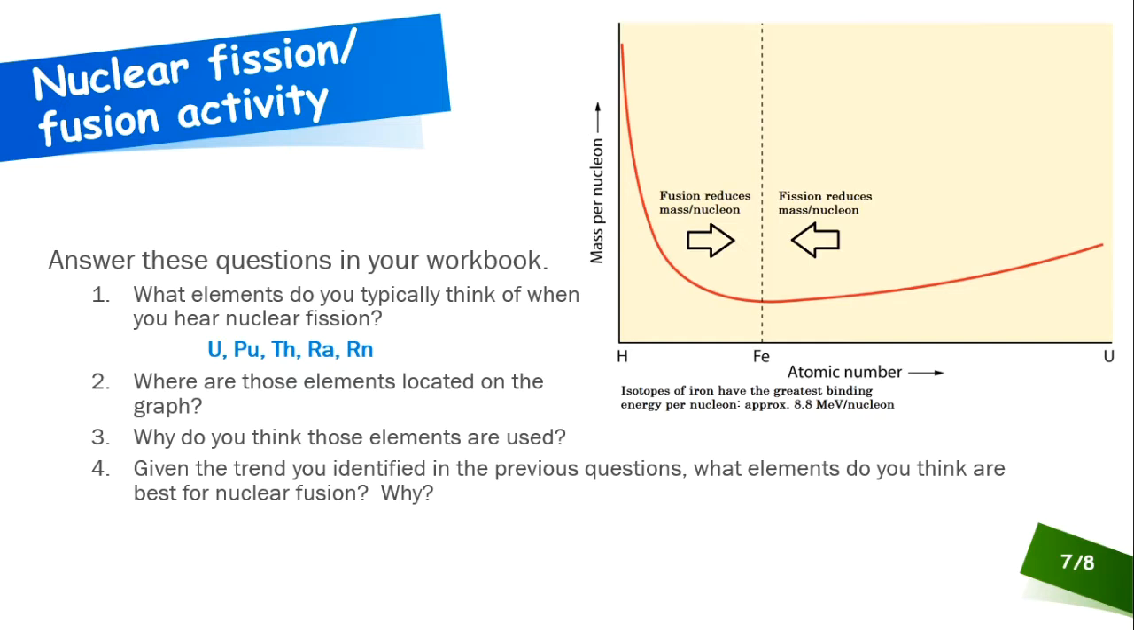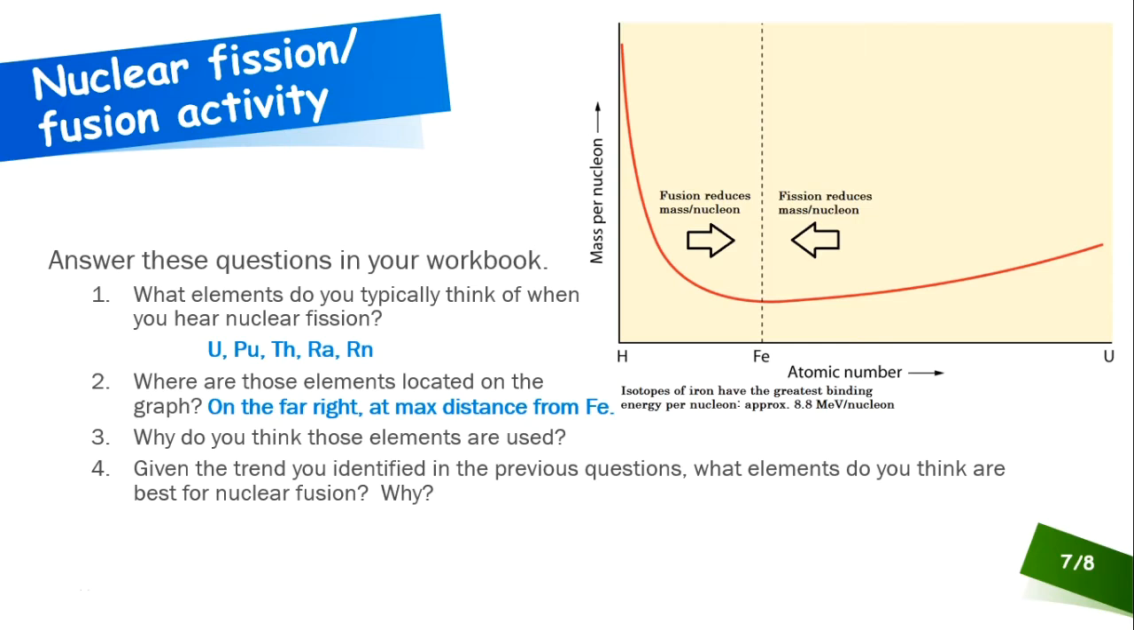But no matter what you answered for the first question, the second question, where are those elements located on the graph? Well, they're going to be located on the far right, towards uranium. See, on the far right, you've got uranium. So notice you're maximizing your distance away from iron. That's where those elements are located.